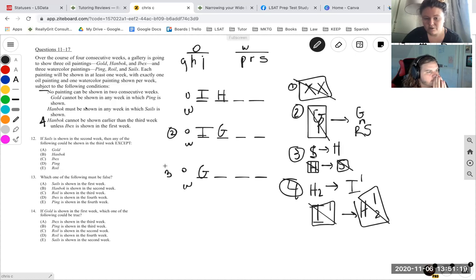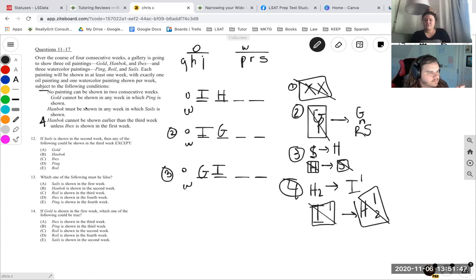Mm-hmm. And then in world 3, who has to be second? I don't know. I'm completely blanking here. All right, who are our options for oil paintings? It's H and I. And if H is in 2, then I is in 1, so it has to be I. Excellent.